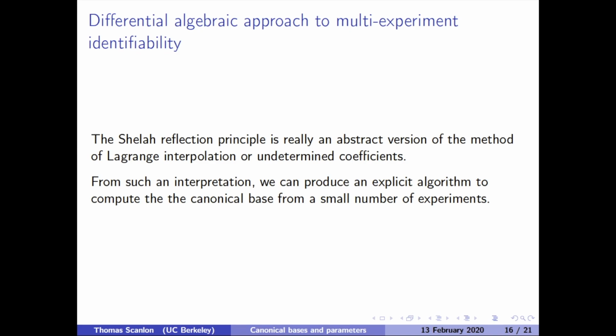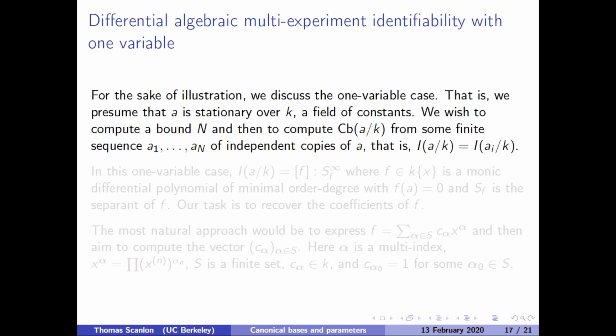What I call the Schiller reflection principle is really just an abstraction of what might go under the name of Lagrange interpolation, or the method of undetermined coefficients. And if you think about it that way, then you can convert all of that reasoning back into linear algebra and actually compute what the canonical parameters are from a given independent sequence of solutions. So how do we do this? I'll just go through a little bit of a computation. That's just the outline of how the computation goes.